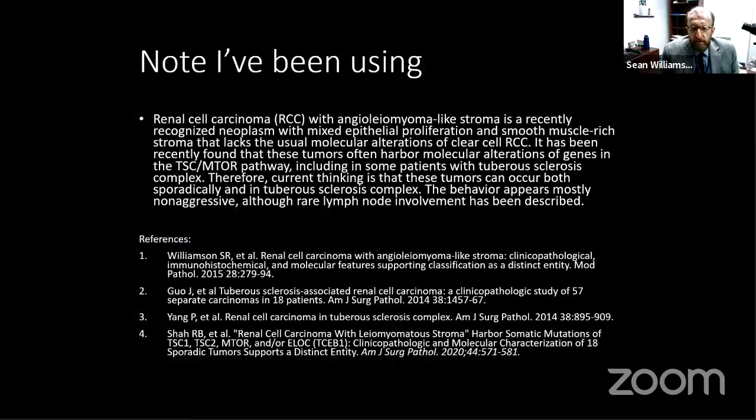So here's an example of the note that I've been using. I modify this over time as we learn more about these tumors, but it basically highlights that this is a recently recognized tumor. It appears different from clear cell renal cell carcinoma. They frequently have mutations in the TSC-mTOR pathway, including some patients who have tuberous sclerosis complex. And then I mention that the behavior appears mostly non-aggressive, although rare lymph node involvement has been described.